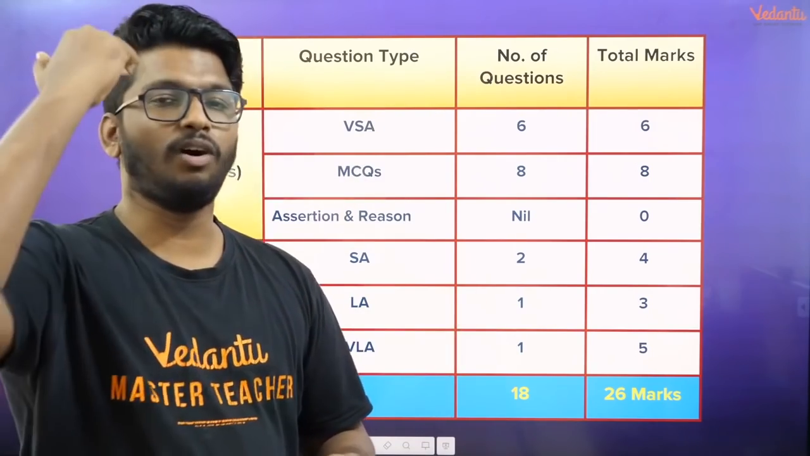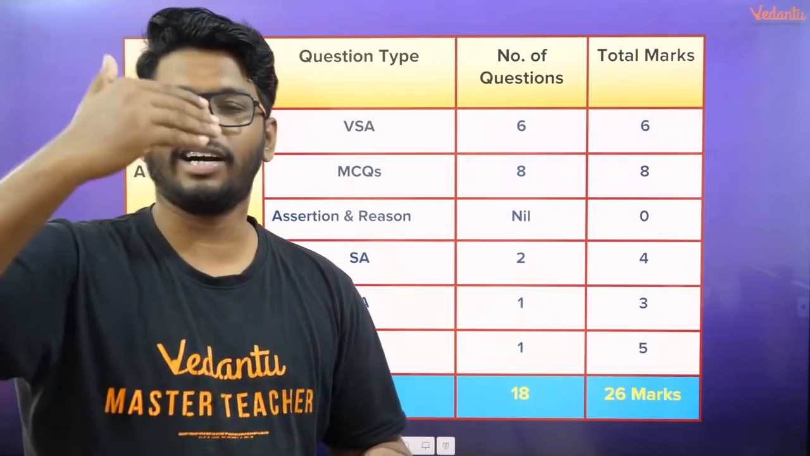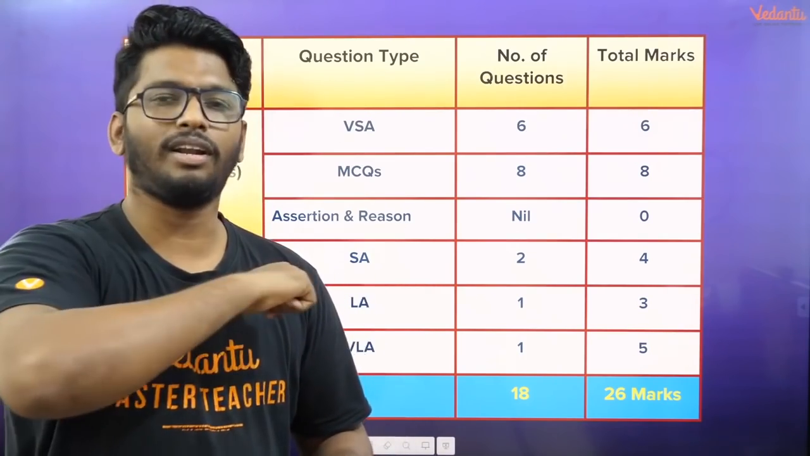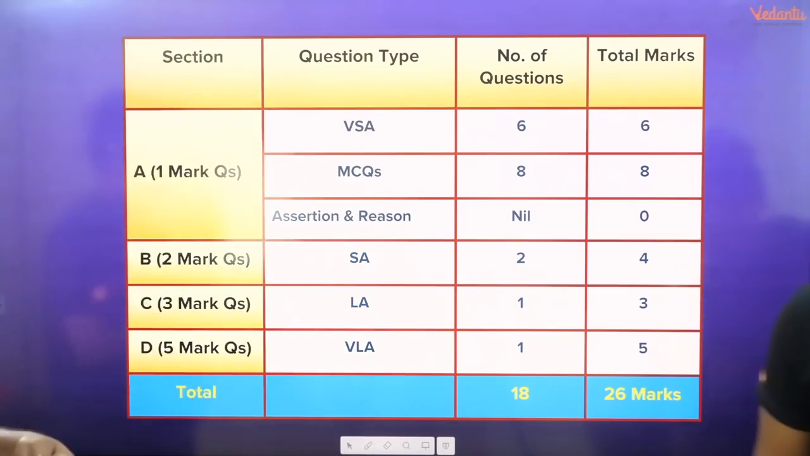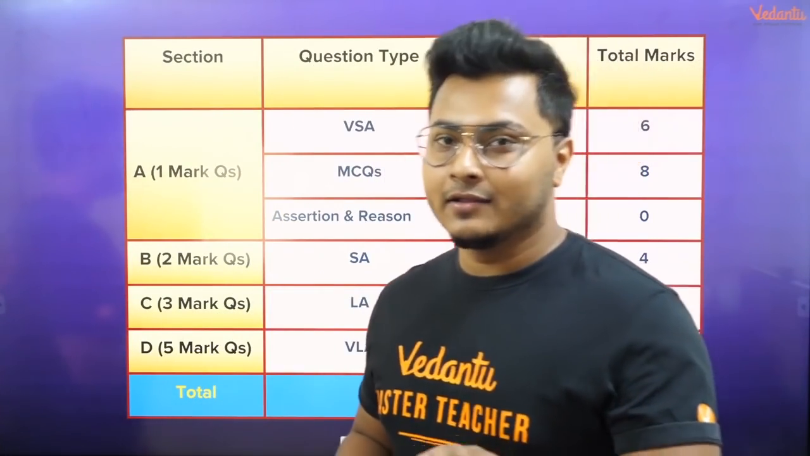And then finally, the very long answers, again, 1 question of 5 marks each, which will be divided into 5 different sections. So a total of 5 marks, as simple as that. Right. So something very interesting to notice is the 1 mark category in this particular region.